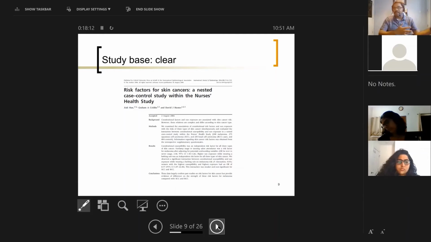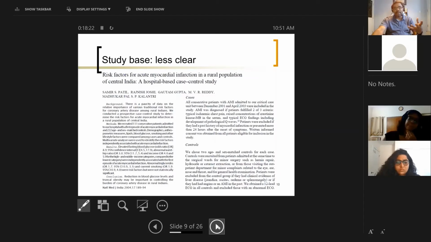It's all the nurses who are currently being followed up in the Nurses Health Study. But sometimes we are never sure what exactly is the underlying population from which cases and controls are coming up, right? For example, here is a case control study I was collaborating on with Dr. Kalantri and others in Sevagram, okay? We looked at risk factors for acute myocardial infarction in a rural population in Maharashtra, okay? You see here, our title was a hospital-based case control study, right?